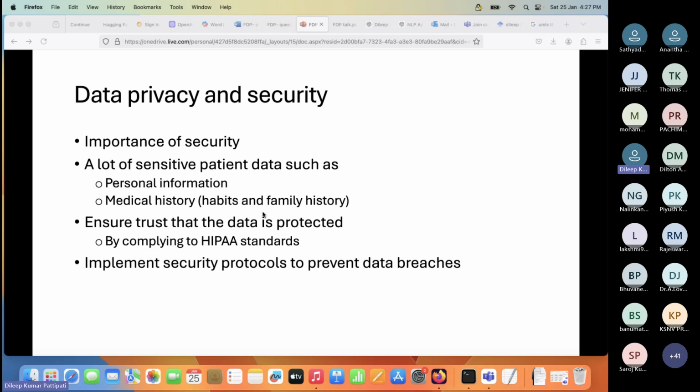Say, for example, if I get the data of a million patient charts and store it within my database, and some data breach happens and all that information goes out, there is a leakage of personal information. So I need to take all these measures seriously and implement proper security principles.